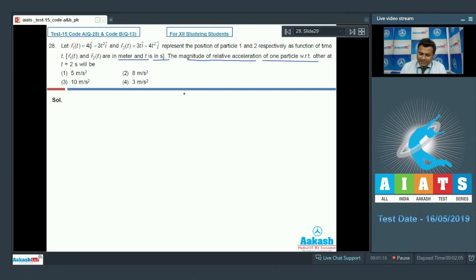Now first of all, we know very well relative displacement r relative can be written as r1 vector minus r2 vector, which will be 4t j cap plus 3t square i cap.